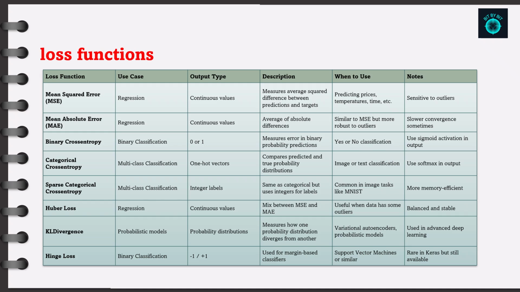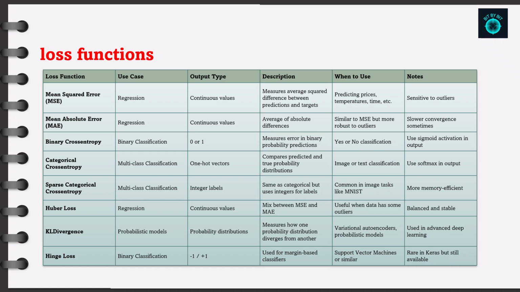KL divergence, or Kullback-Leibler divergence, is used in probabilistic models, like variational autoencoders, to compare probability distributions. Finally, hinge loss is used for models that predict margins, like support vector machines. It's not common in deep learning, but still available in Keras. The right loss function depends entirely on your task: regression, classification, or probabilistic modeling. Getting it right is critical for model performance. Sometimes, the built-in loss functions are not enough.